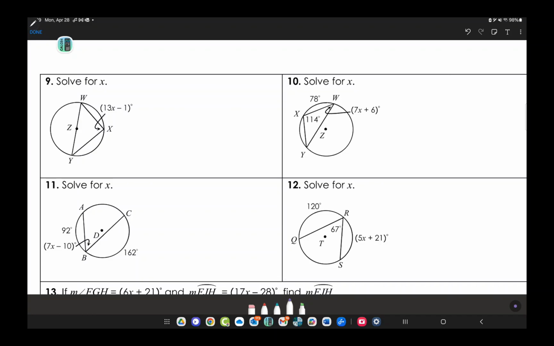Solve for x. Since this intercepts 180 degrees, that means 13x minus 1 equals 90. Add 1. 13x equals 91, which means x is 7.